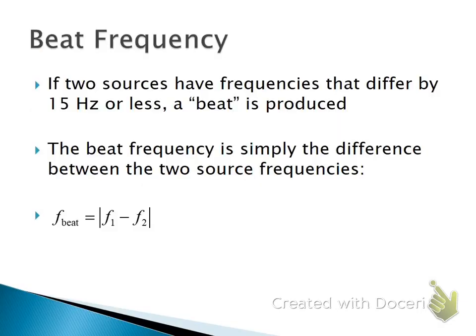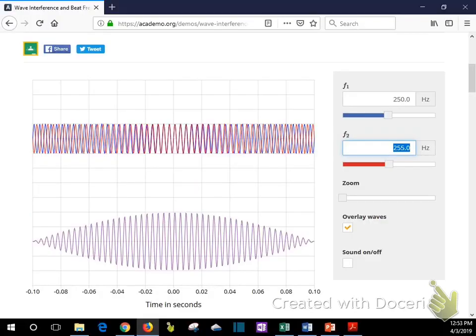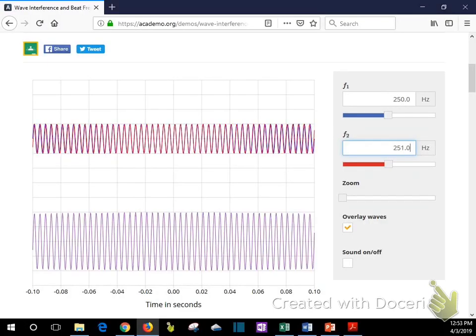What you heard the first time was a beat frequency of 15 Hertz. That meant it was going from loud to loud again 15 times every second. When I decreased the frequency of the red wave, they only differed by 5 Hertz. That meant it went from loud to loud only 5 times every second, so a little bit slower. In fact, if I lowered this even further, say 250 Hertz and 251 Hertz, now the wave envelope should pass by just once a second.